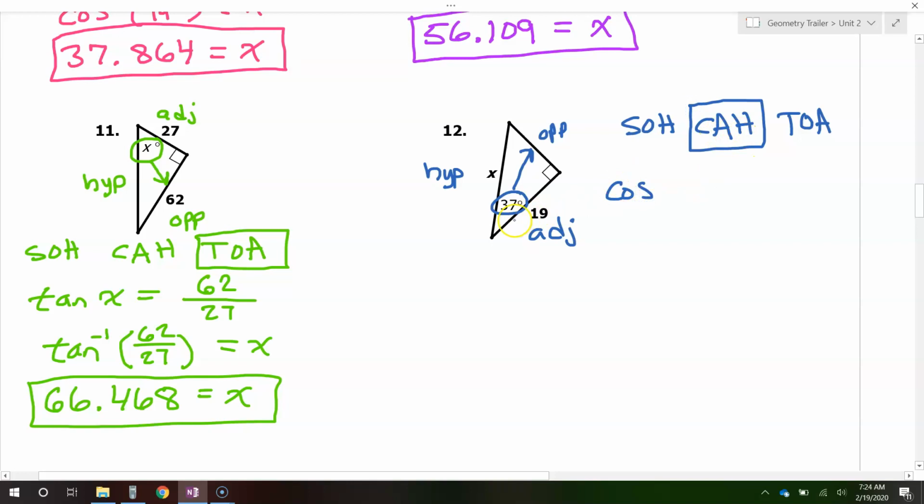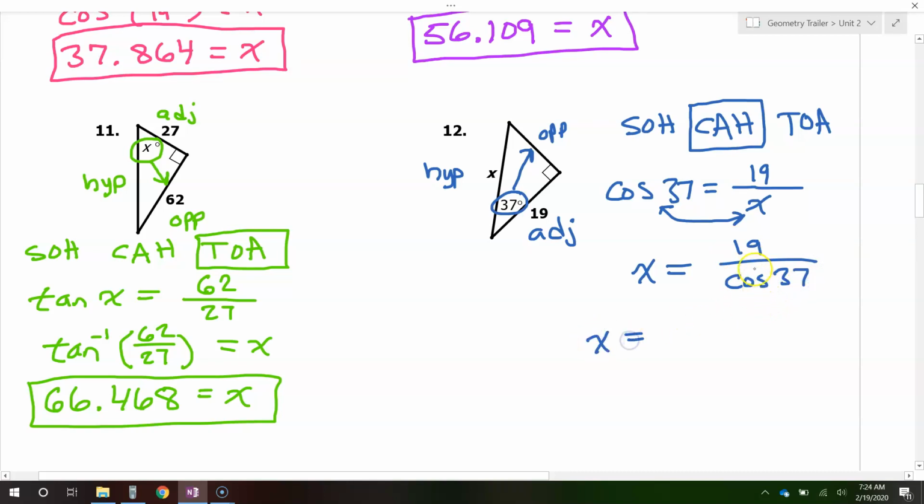So we will do cosine of the angle that we circled, which is 37, is equal to adjacent over hypotenuse. So that's going to be 19 over x. Do we multiply, swap, or inverse? When the variable is in the denominator, this is when we swap these. So the x will end up over here by itself, and then we will have 19 over cosine 37, which we can easily put in the calculator.